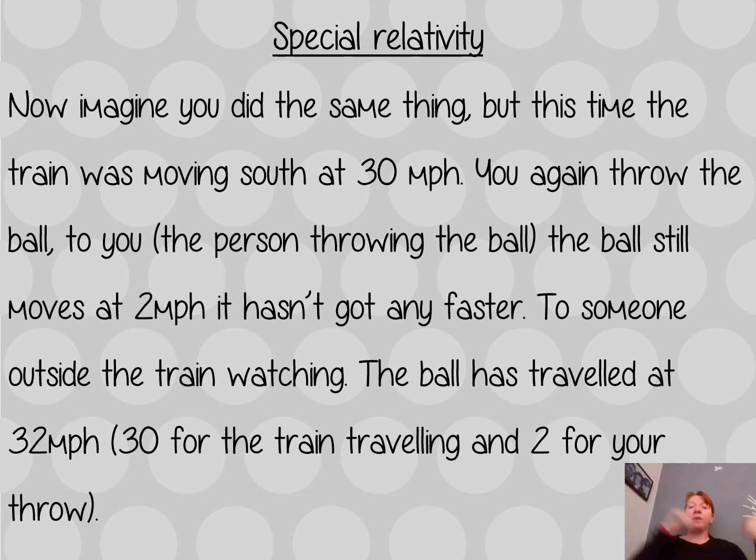Now, a person outside the train, watching the train, would see the train moving at 30 miles an hour and would see the ball moving at 32 miles an hour because the ball moved 2 miles an hour to them and the train moved as well. So if you, the person throwing the ball, measured how fast the ball went, you would say it travelled at 2 miles an hour. But the person outside of the train would say the ball travelled at 32 miles per hour.